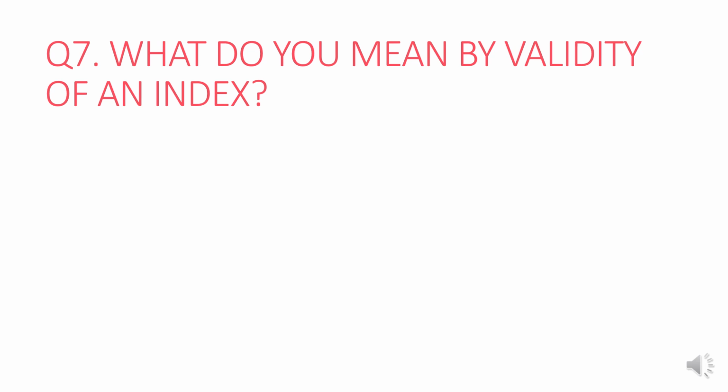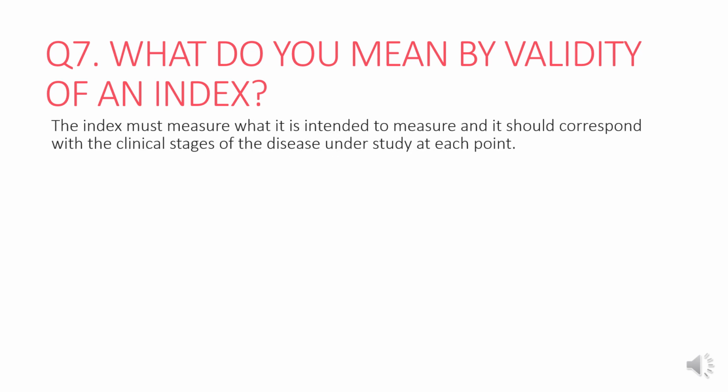Seventh question is, what do you mean by validity of an index? The index must measure what it is intended to measure, and it should correspond with the clinical stages of the disease under study at each point.